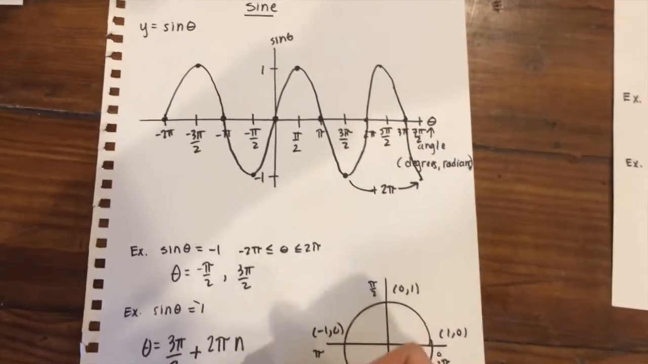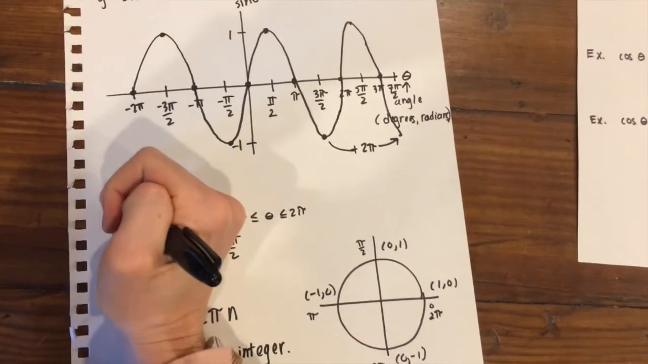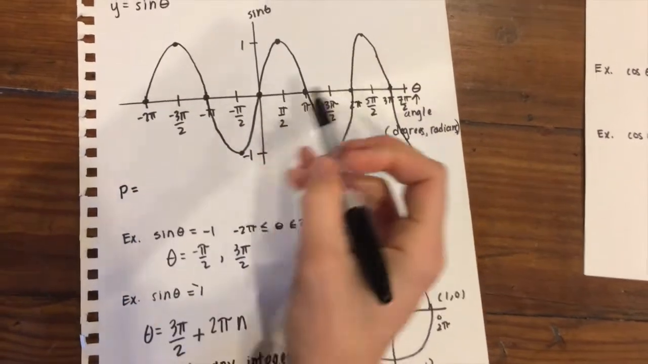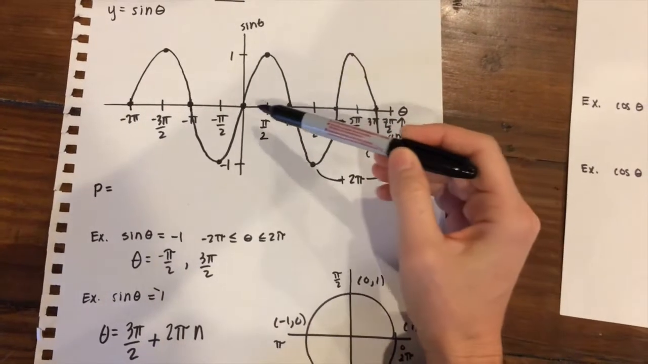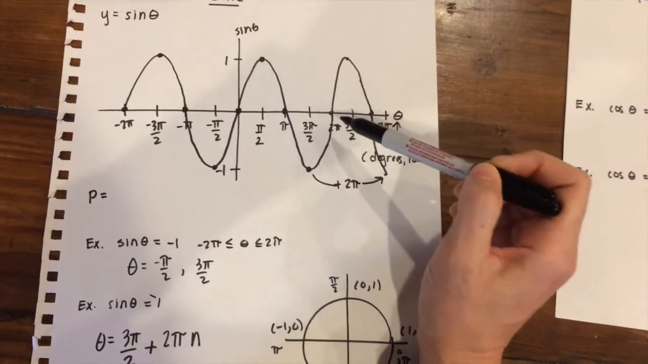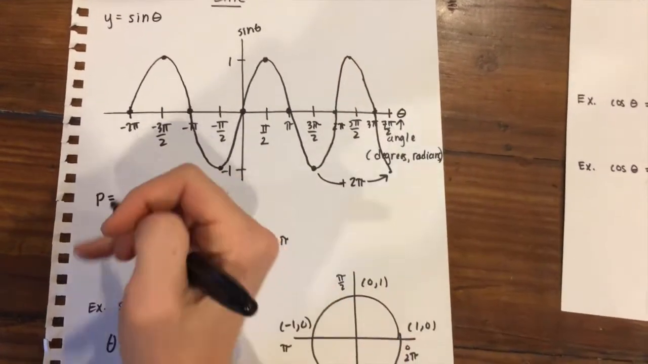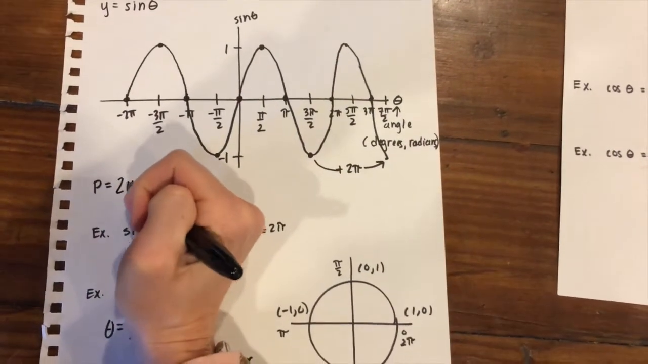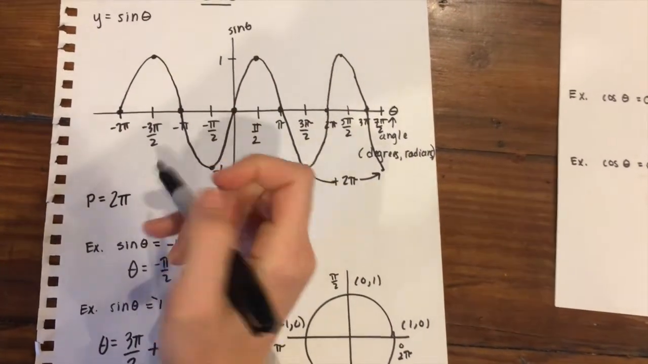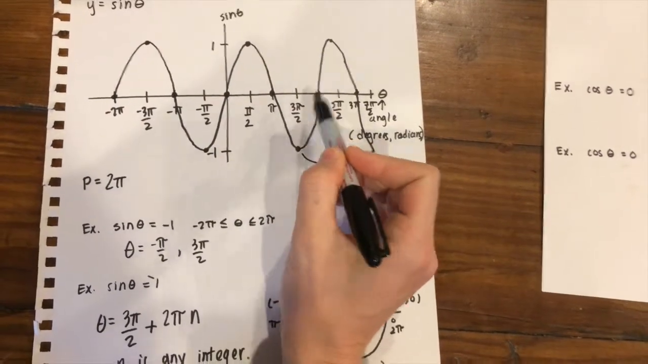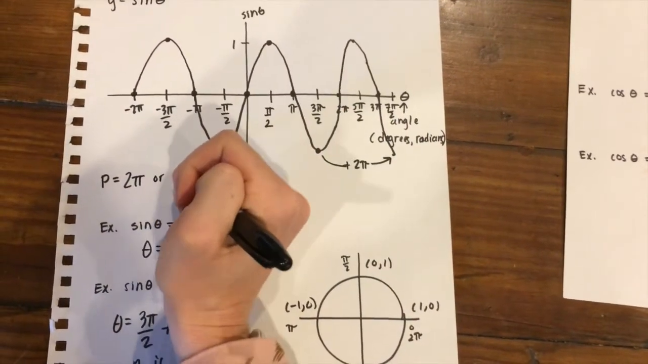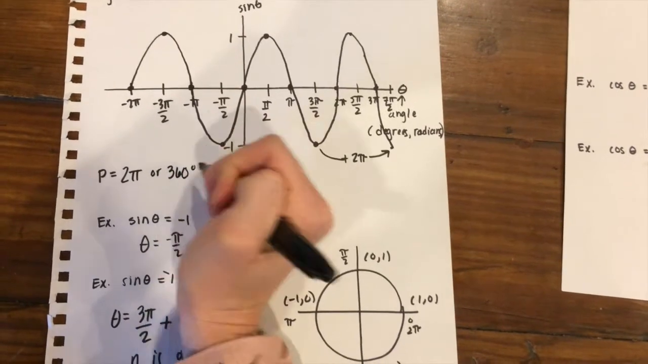Okay, now let's go backwards real quick and look at the period of this function. The period of this function is the distance on the x-axis it takes to complete one full cycle. So what is that period? Period equals 2 pi because it takes 2 pi radians to get through the full cycle. Or if you're in degrees, it'd be 360 degrees.